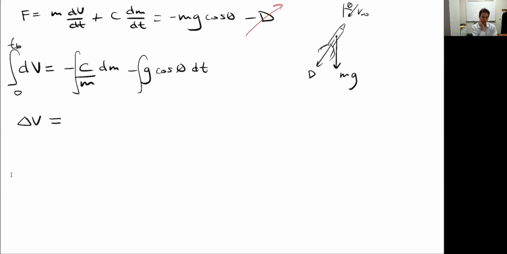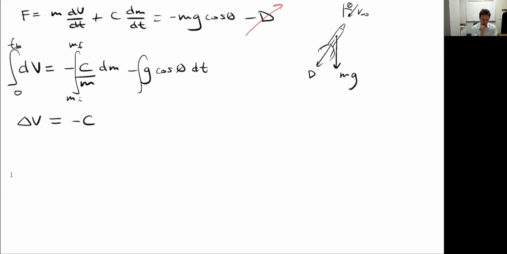I clearly cannot pull m out of the integral. My mass is changing. That was the whole point of this analysis, that I was burning fuel. So m is changing, but I can assume that c is constant. It's not really constant, but it's fairly close. That's not too bad. So this is going to be minus c. This term here is going to be a natural log. I'm going to go from initial to final.